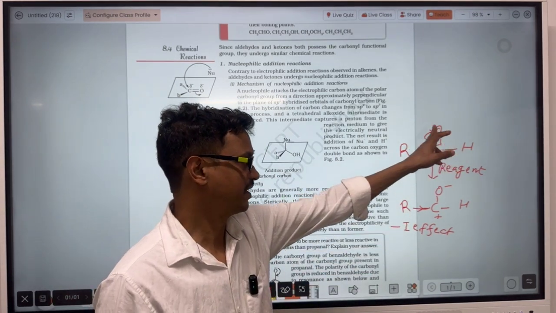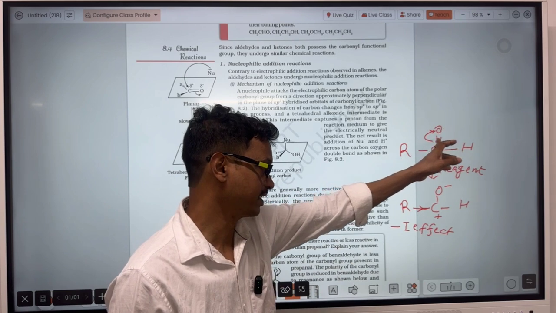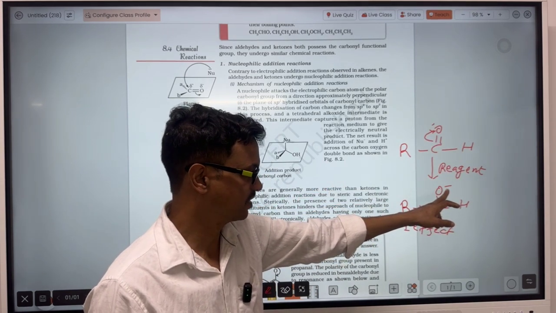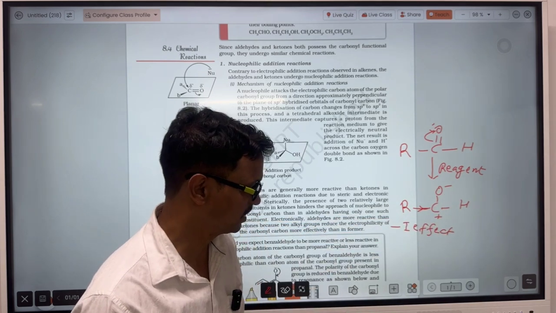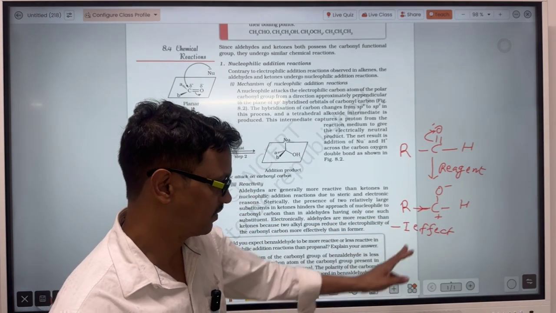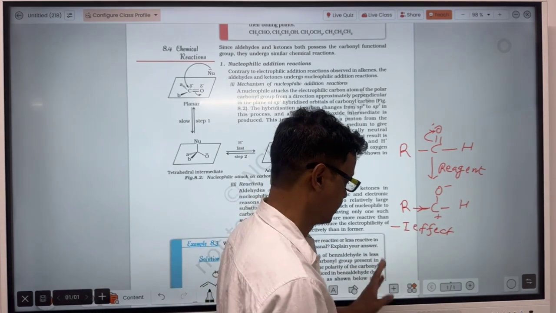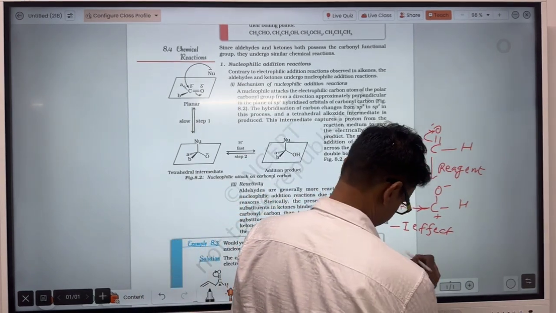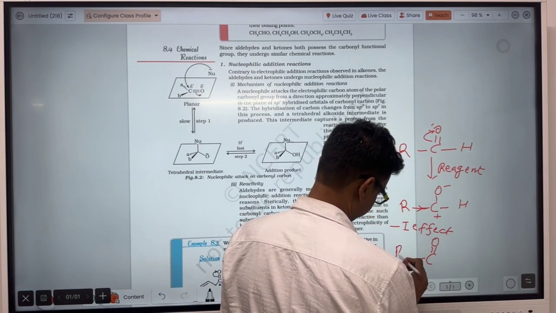What happened? This oxygen attracts the pi electron towards itself, and hence there will be development of a partial negative charge on the oxygen and a partial positive charge on the carbon, and then this alkyl group donates its electron to the positively charged carbon atom by the plus I effect. In the same way, in the case of ketone, what happened?